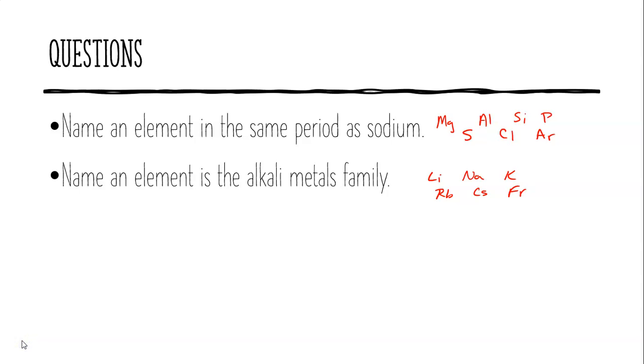Okay, so in the same period as sodium, that would basically be elements 12 through 18. So magnesium, aluminum, silicon, phosphorus, sulfur, chlorine, or argon would all be in the same period. Remember, periods are horizontal rows. Elements in the alkali metals family would include lithium, sodium, potassium, rubidium, cesium, and francium. Remember, they're vertical, and we don't really include hydrogen in there because hydrogen is not a metal.